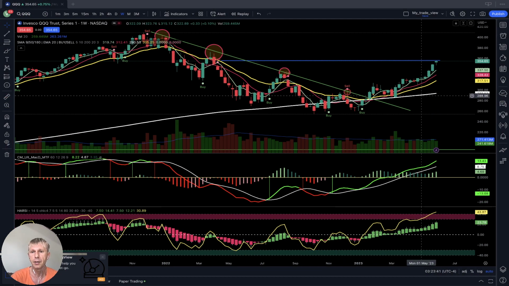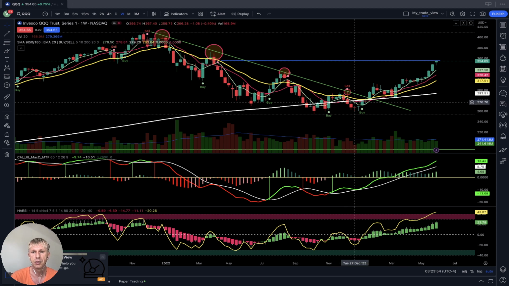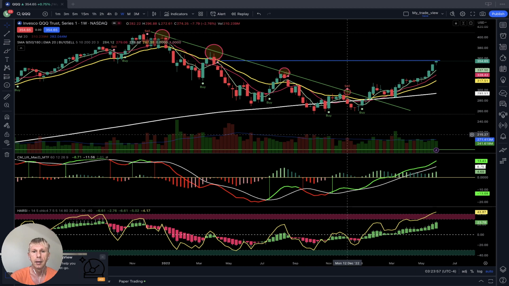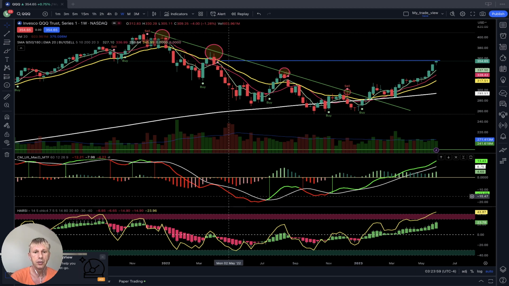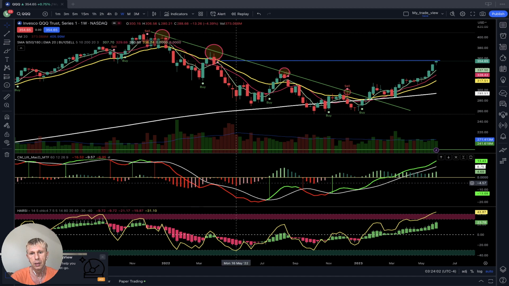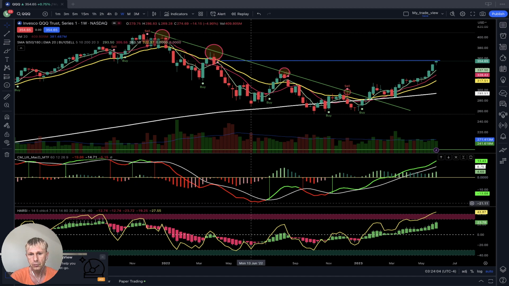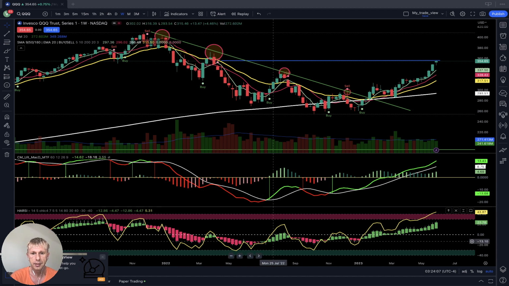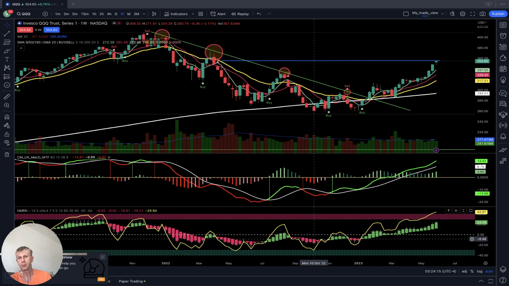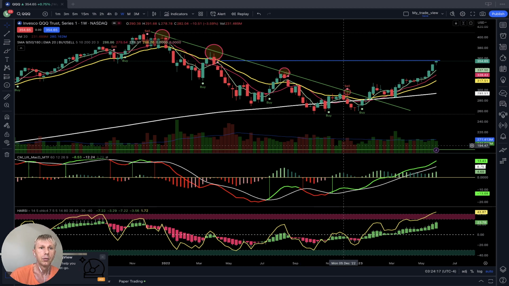Moving averages: the white line is SMA 200, the yellow line is EMA 20, the red line is SMA 10, and the green line is SMA 5. I also use a buy and sell script indicator and the MACD indicator. Green line is bullish, red line is bearish. Also the RSI indicator, yellow line, and the Heikin indicator, green bars bullish, red bars bearish. Let's start on the weekly time frame.